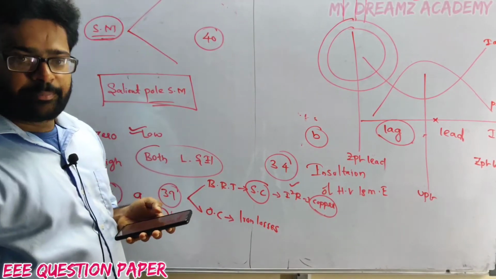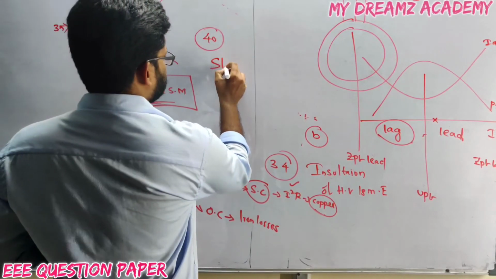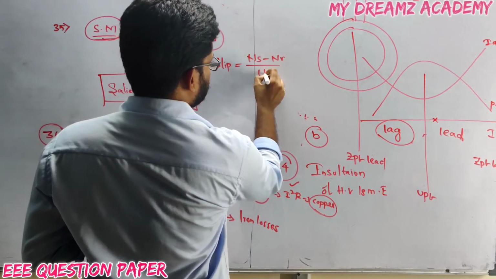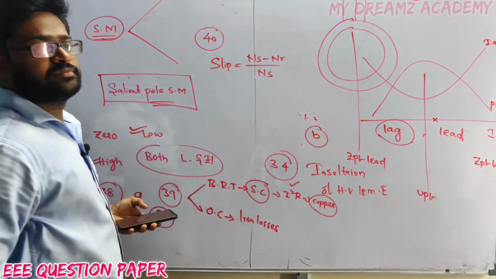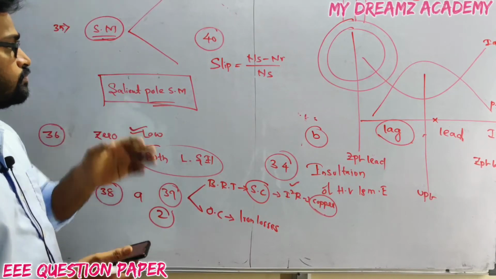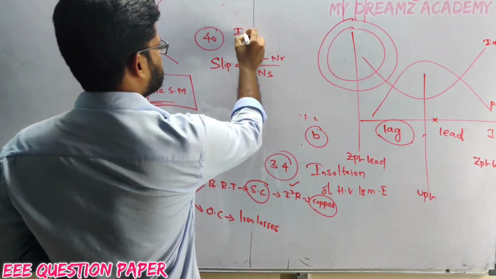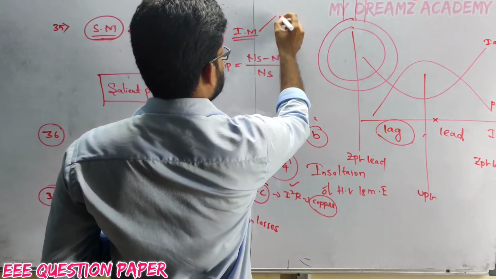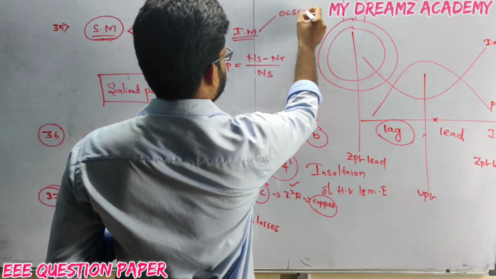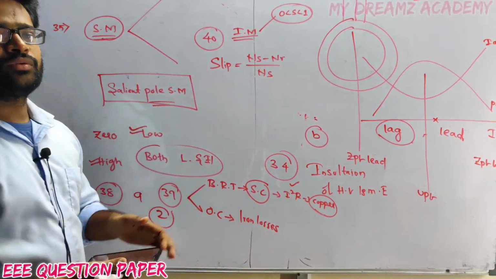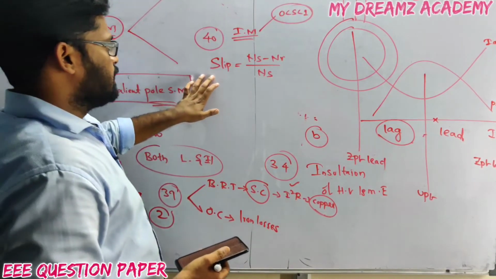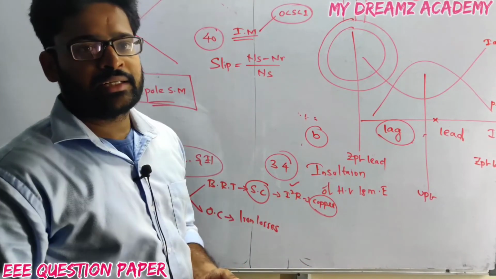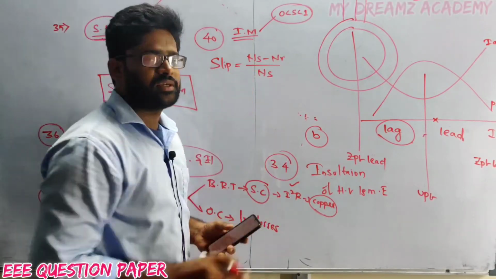Next question, at infinite slip. Slip is equal to ns minus nr divided by ns. Slip applies to induction machines, induction motor as well as induction generator. In an induction motor the slip will be 0 to 1. Slip is ns minus nr by ns. If we want to find it in terms of percentage, we need to multiply by 100.